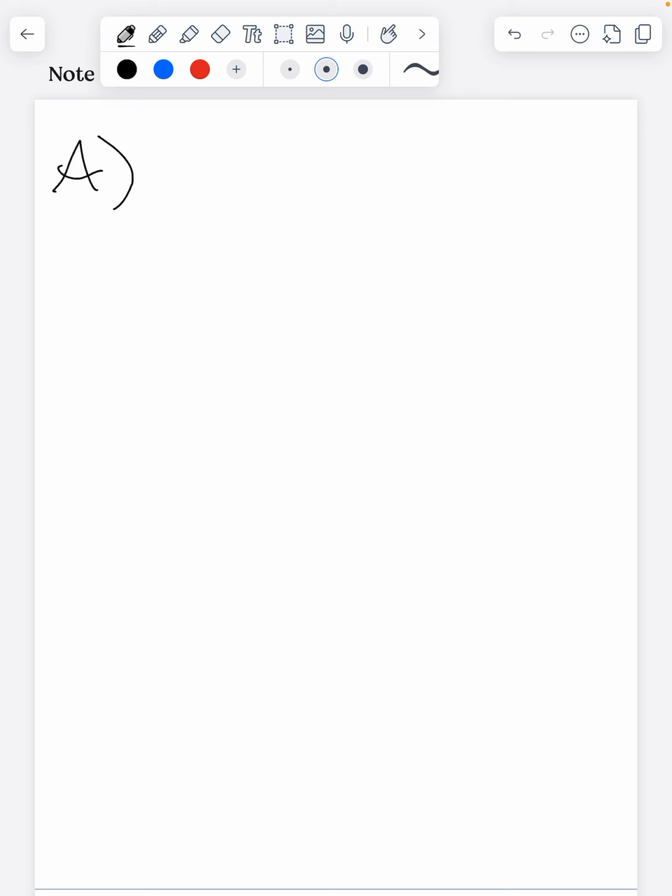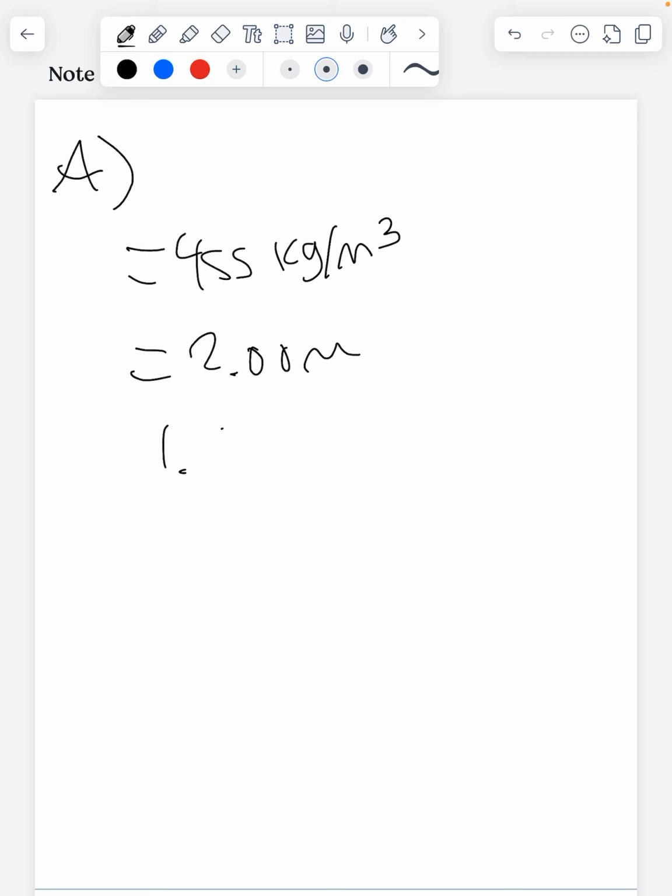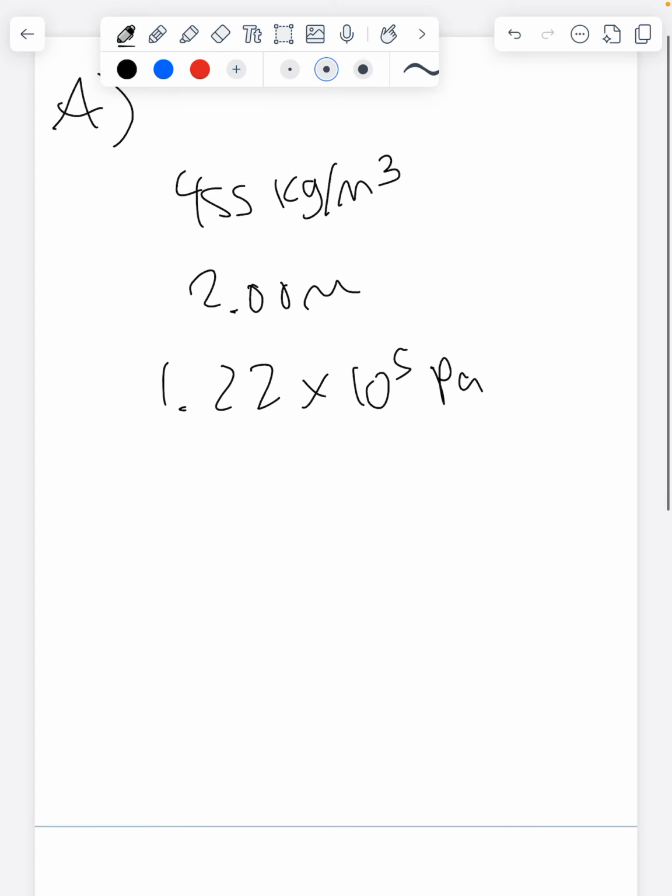Okay, so we're given a vertical LNG tank with a fluid density of 455 kilograms per meter cubed and a depth of 2.00 meters. All right. And the pressure above the LNG is 1.22 times 10 to the fifth power Pa. These are all given to us, and we'll use these to solve the problem.